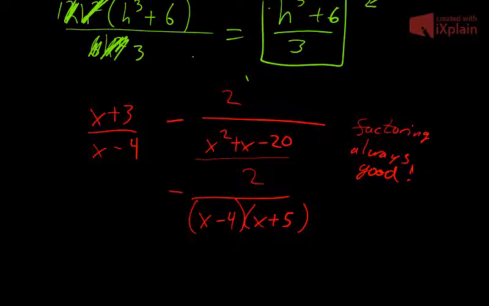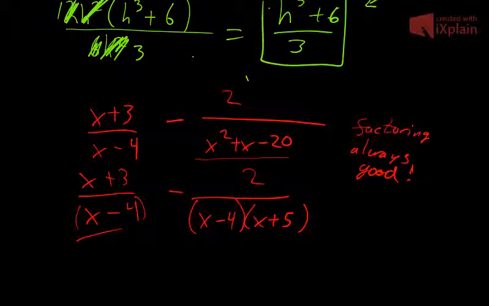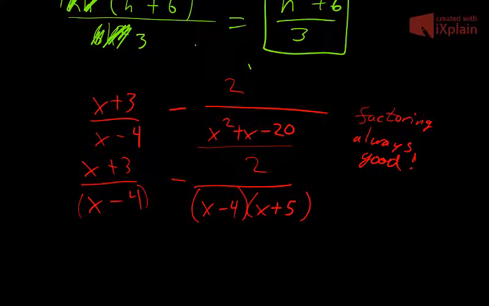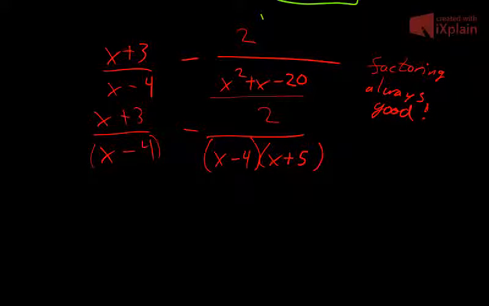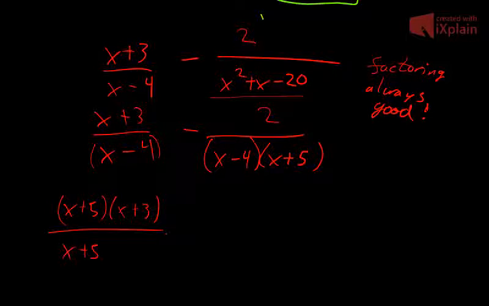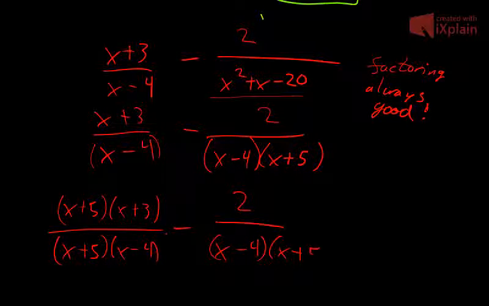With my 2 on top, I have x plus 3 over x minus 4. So if we look, I already have this x minus 4 on the bottom. So to get this denominator looking like this one, I just have to multiply it by x plus 5. So I'm going to have x plus 5 times x plus 3 over x plus 5 times x minus 4 minus 2 over x minus 4 times x plus 5.